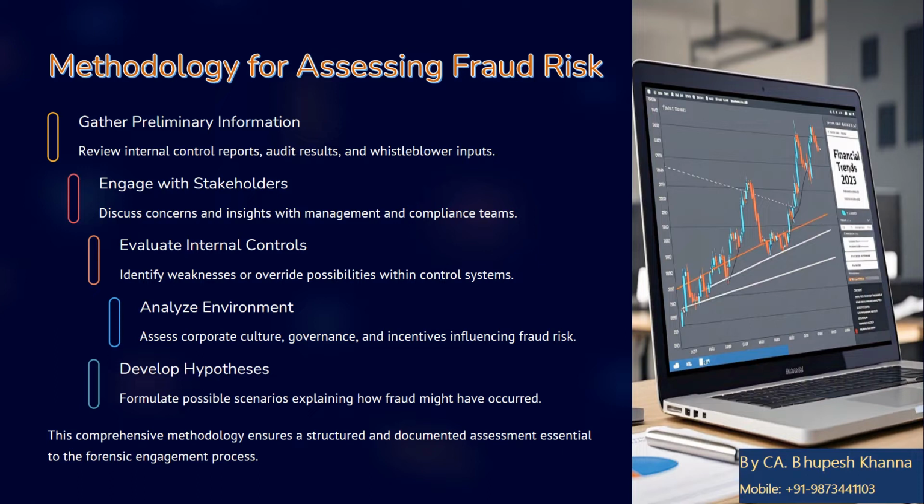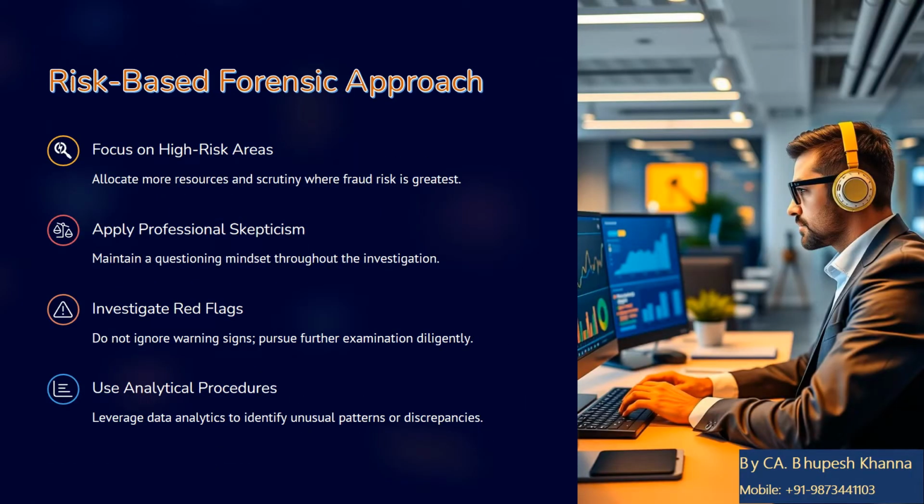Evaluate internal controls, identify control weaknesses, or override risks. 4. Analyze the environment, assess corporate culture, governance structure, and incentive systems. 5. Develop hypotheses. What might have occurred and how? All of this should be documented as part of the engagement working papers.